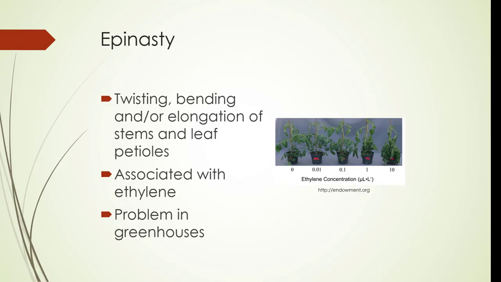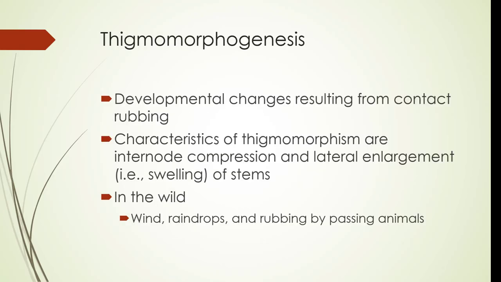Epinasty is the twisting, bending, or elongation of stems and leaf petioles. It's associated with ethylene, and this can be a real problem in greenhouses. You definitely want your plants looking healthy when you're trying to sell them. If you look on the far right, you'll see a picture of something that's been affected by this epinasty. That's going to be a difficult plant to sell.